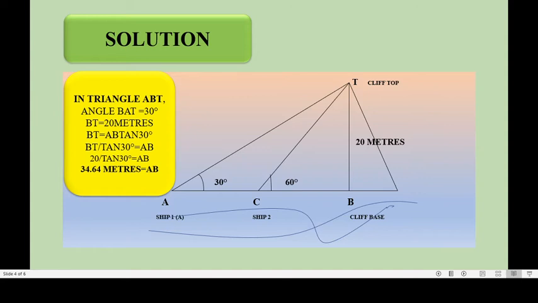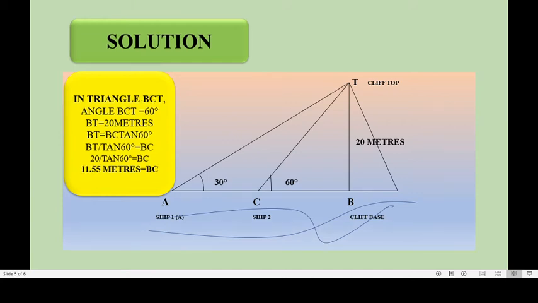Now why are we finding the distance AB? It is because if we know the distance AB, and we also calculate the distance BC, then by subtracting BC from AB we will get the distance between A and C, which will provide us the solution to this given problem.